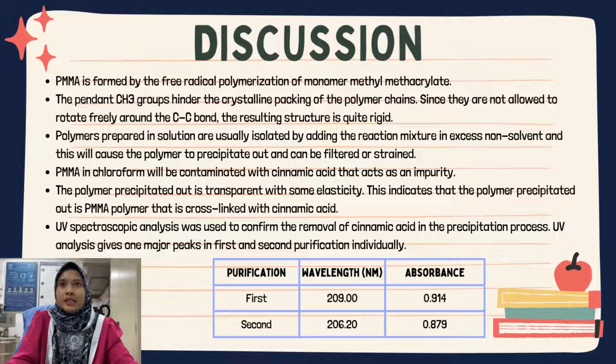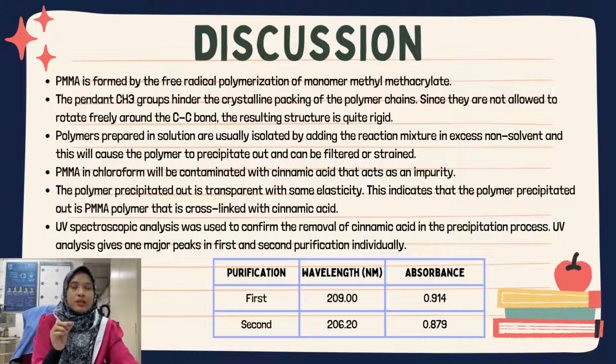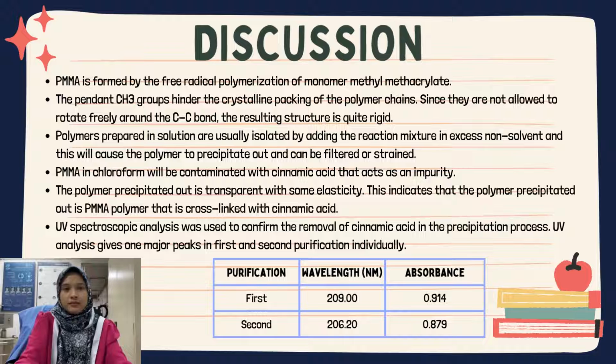So overall, what I can say is the PMMA is formed by the free radical polymerization of the monomer methyl methacrylate. The polymethyl methacrylate structure is a vinyl polymer, which is an ester of methacrylic acid, CH2=C(CH3)CO2H. The pendant CH3 groups hinder the crystalline packing of the polymer chains, since they are not allowed to rotate freely around the C single bond. The resulting structure is quite rigid.